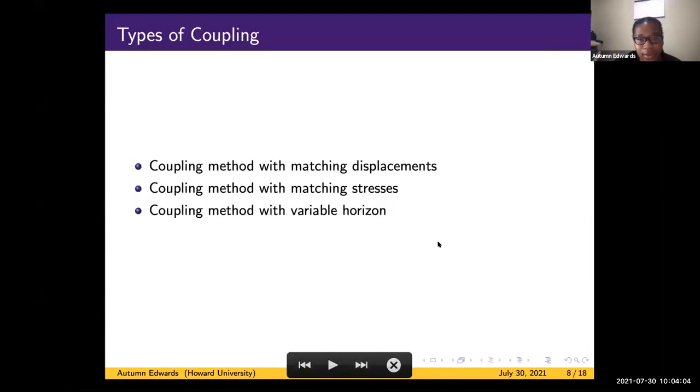All right, so there are three different types of coupling methods. We have coupling where we match the displacements between the models, coupling where we match the stresses, and coupling with a variable horizon. This summer, what you'll see is data based on coupling with matching displacements, which is what I have worked on for the entire summer.